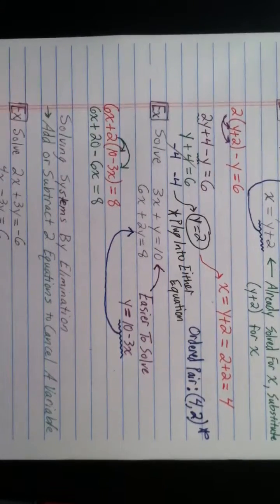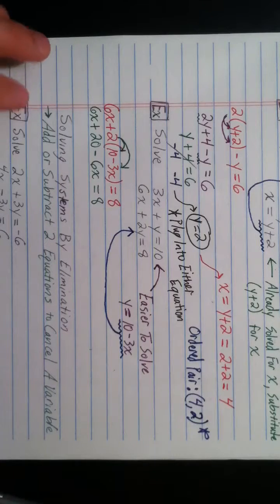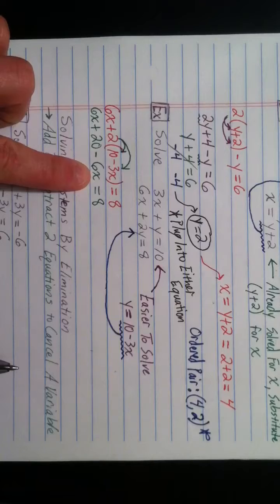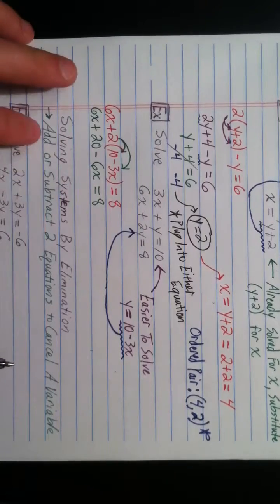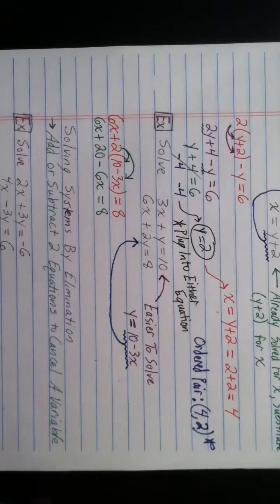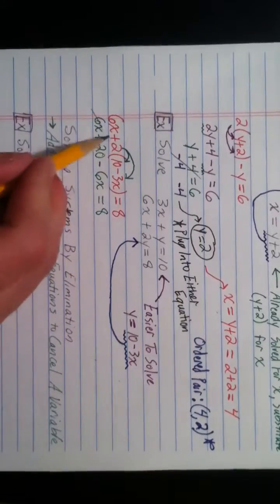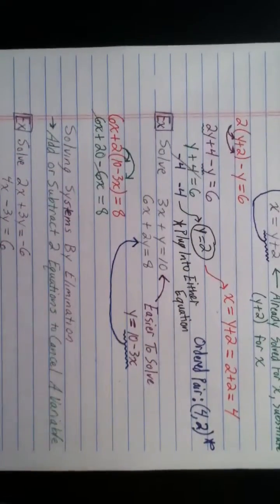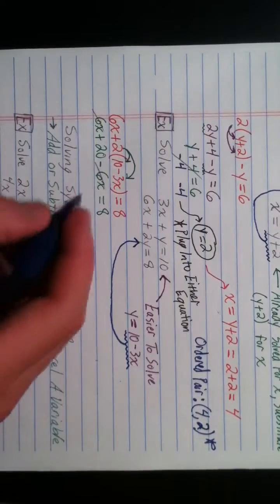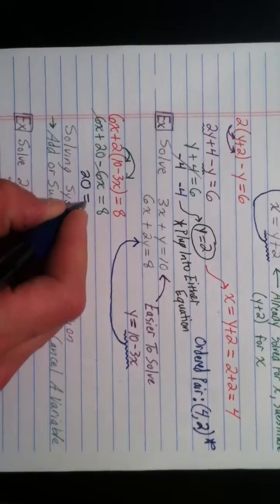And actually now we can combine like terms. The 6x minus 6x will actually cancel each other out. So we don't even have an x term left when we combine those two. 6x minus 6x gives you 0. So all we have left is the statement that 20 equals 8.